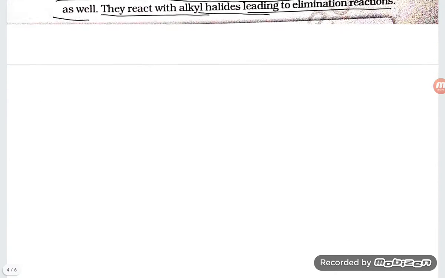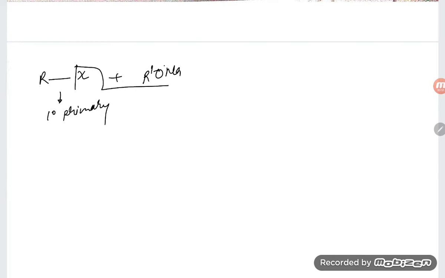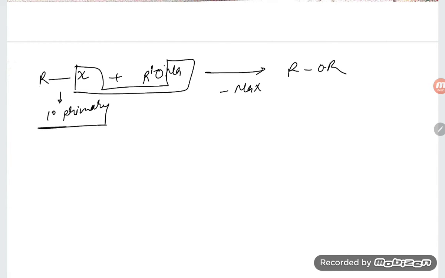So what we are going to understand here, students, is that RX should be 1 degree, primary. If it is primary, you can treat it easily with RONa. Then NaX is removed, and we get ROR'. The point they are making is that the alkyl halide should be primary.